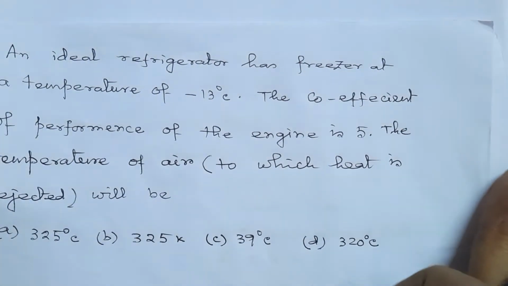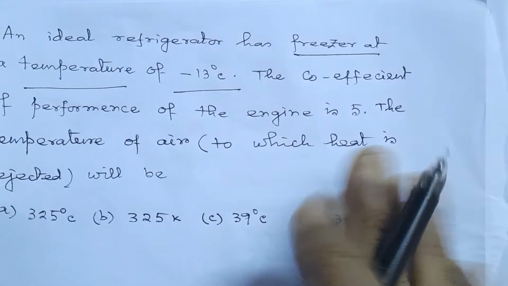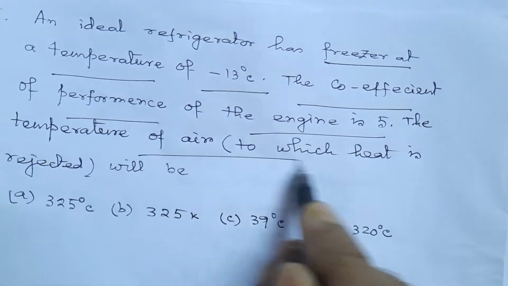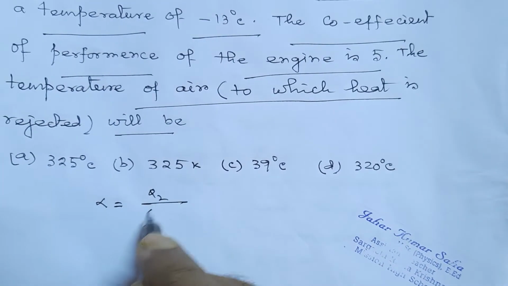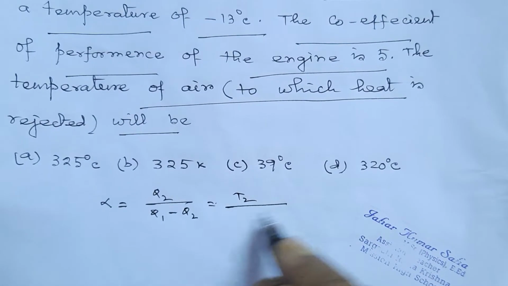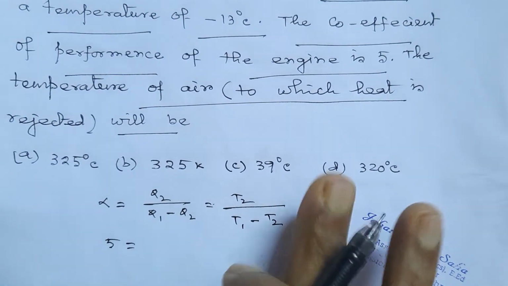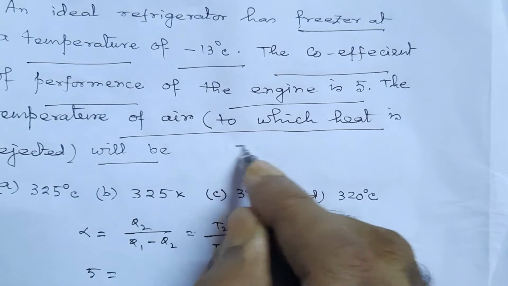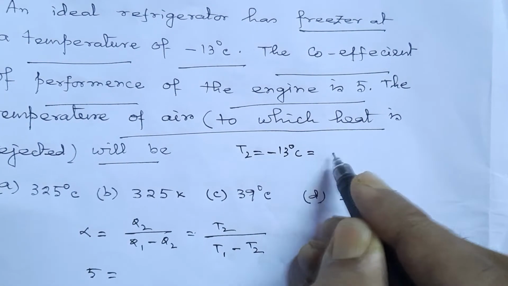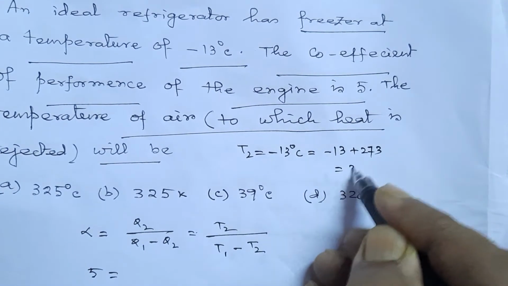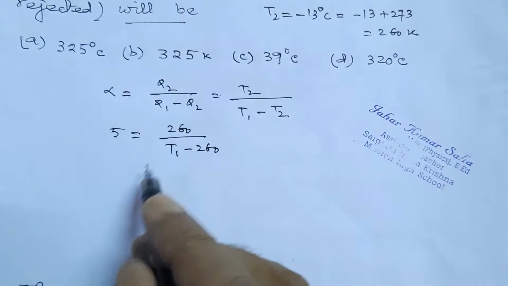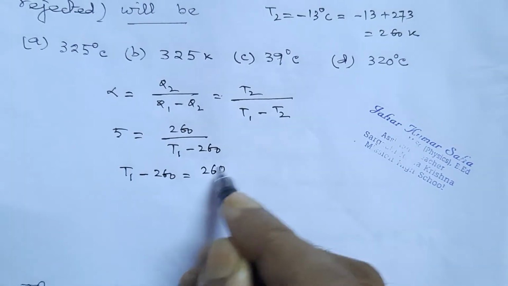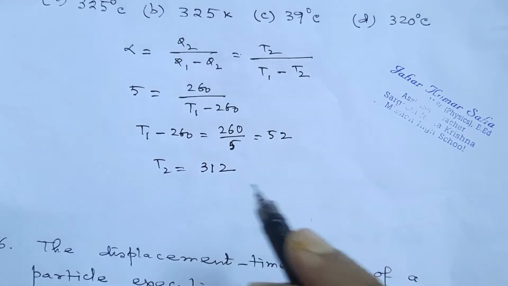An ideal refrigerator has a freezer at a temperature of minus 13 degrees centigrade. The coefficient of performance of the engine is 5. The temperature of air will be, we know that, coefficient of performance α = Q2/(Q1 − Q2) = T2/(T1 − T2). It is given as 5. What is T2? T2 is minus 13 degrees centigrade, plus 273, equals 260 Kelvin. So 260/(T1 − 260) equals 5. So T1 − 260 equals 260/5, that is 52. So T1 is 52 + 260, 312 Kelvin.